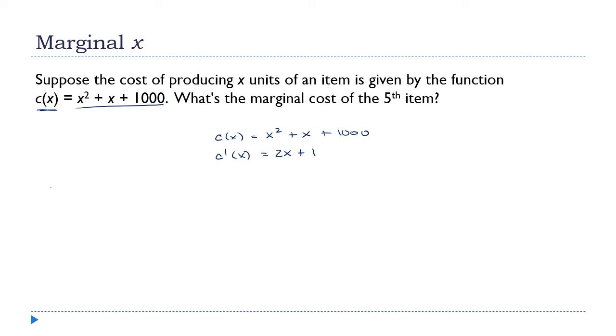And I know from our previous conversation, the marginal cost of producing the fifth item is C prime of 5, which is 2 times 5 plus 1, and that's 11. Right, and we're talking about cost, so my units here would be dollars.